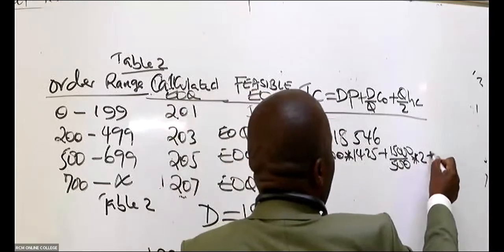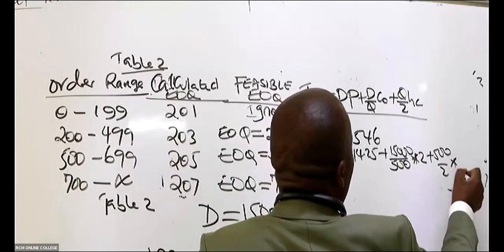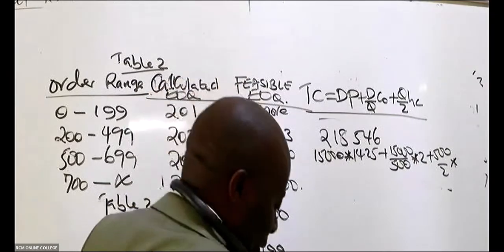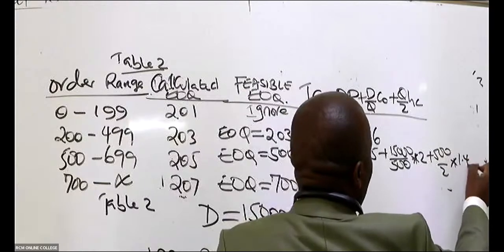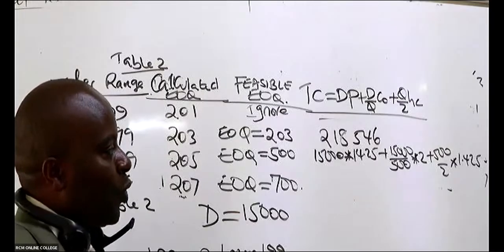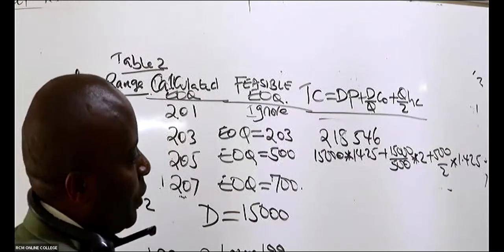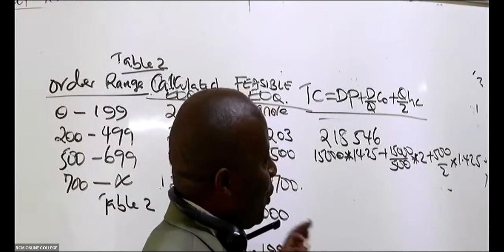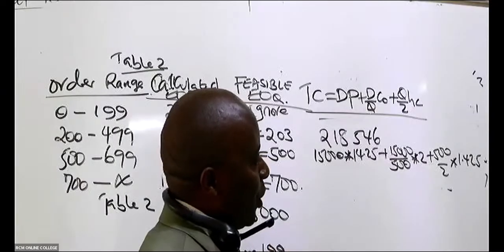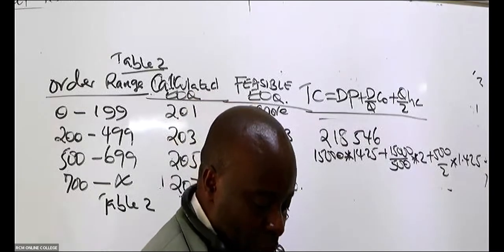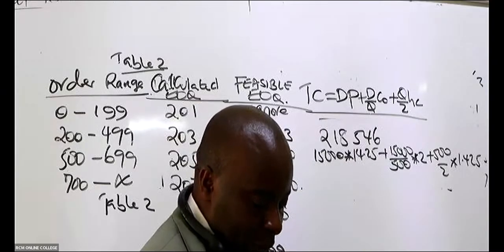Plus that same Q, 500, over 2 times the holding cost. Please go to your third class from table 1 above. You'll be able to see that the holding cost is 1.425. So can somebody take up their calculator? 15,000 times 14.25 plus 15,000 divided by 500 times 2 plus 500 divided by 2 times 1.425. What figure are we getting as our total cost?